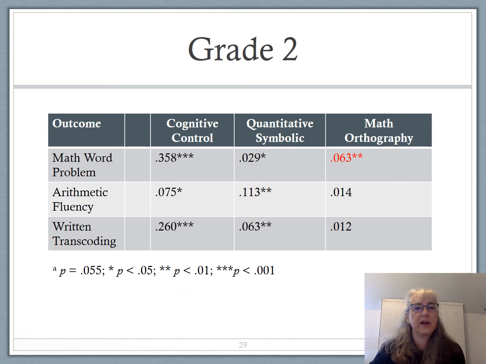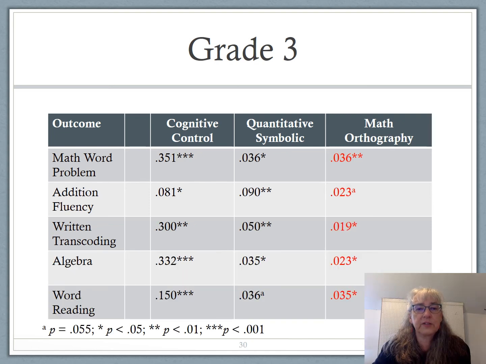On this slide, I've added two additional outcome measures in grade 2, arithmetic fluency and a written transcoding measure. You can see that in contrast to math word problem solving in grade 2, math orthography does not account for additional unique variance in these two outcomes. Now let's look at the results for grade 3.